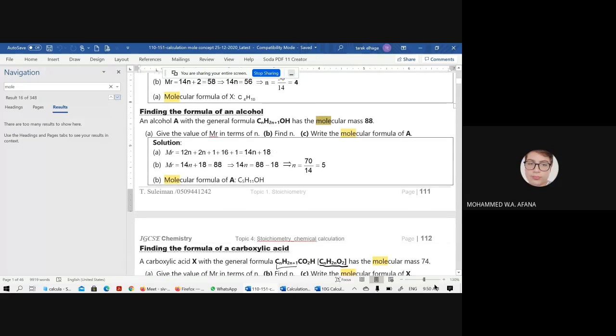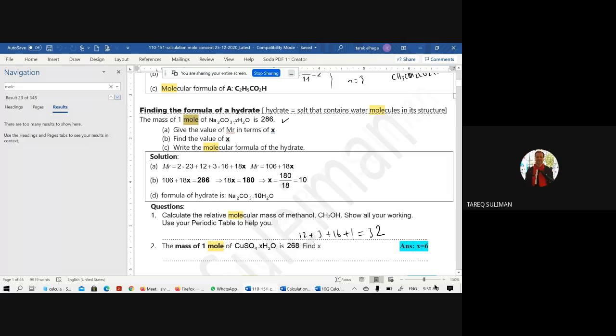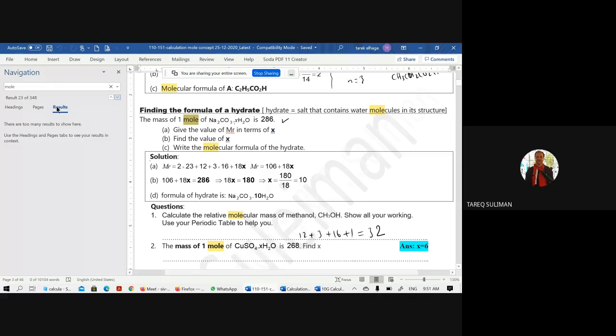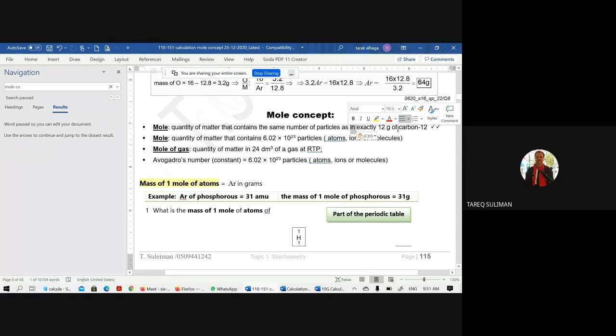Can I answer? Yes, Muhammad. Number of particles in 12 grams of carbon 12. It is a quantity of matter that contains the same number of particles as in exactly 12 grams of carbon 12, that is correct. You can also say quantity of matter that contains 6.02 times 10 to the power 23 particles.